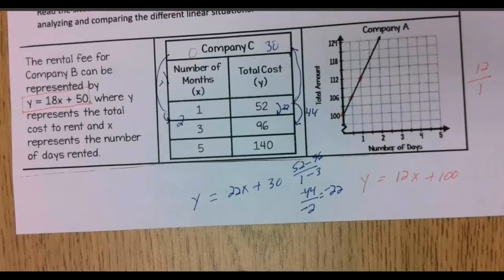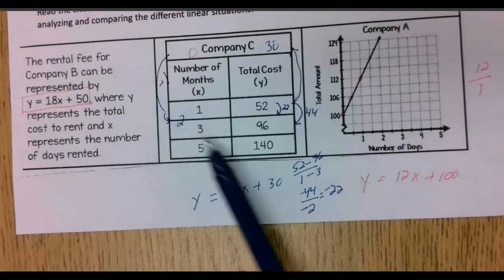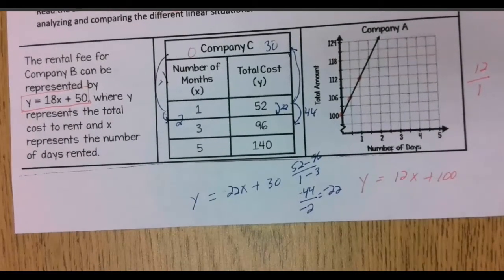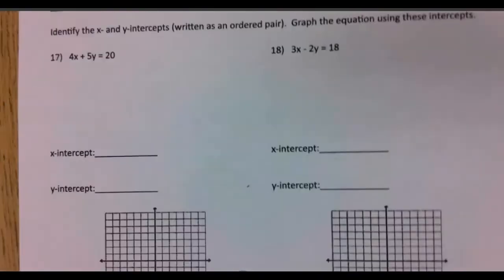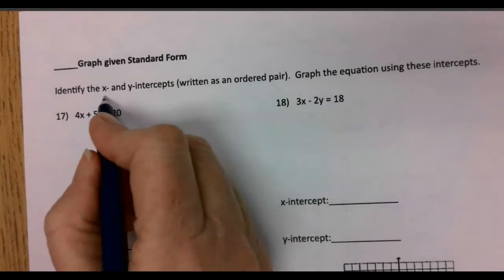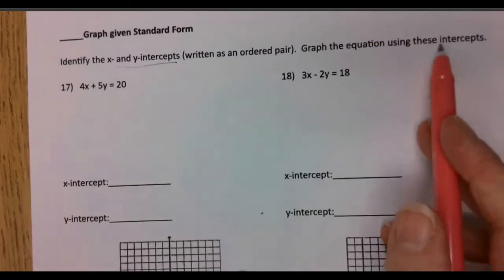Then we would say something like, how much would it cost to rent it for 7 days? Because notice we don't have a 7 here or there. And that's where you would plug in 7 to find all of those. Okay? The next page is standard form. On standard form, you're going to find the x and y intercepts, write them as an ordered pair, and then graph using these intercepts.